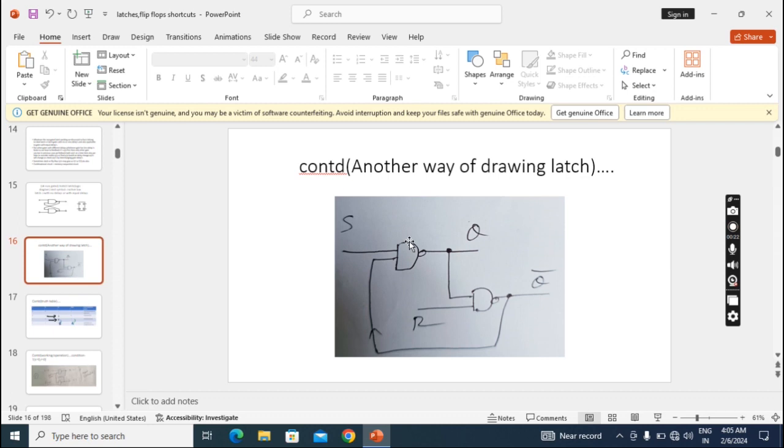It means I take one 2 input NAND gate and give the input S. And I take another 2 input NAND gate and give input R. This gate's output I connect to the input of this gate, and this gate's output I connect to the input of this gate. So this will become Q, straight to the S, Q, and straight to the R, Q bar. This is another way of representation. This is also a non-gated latch.